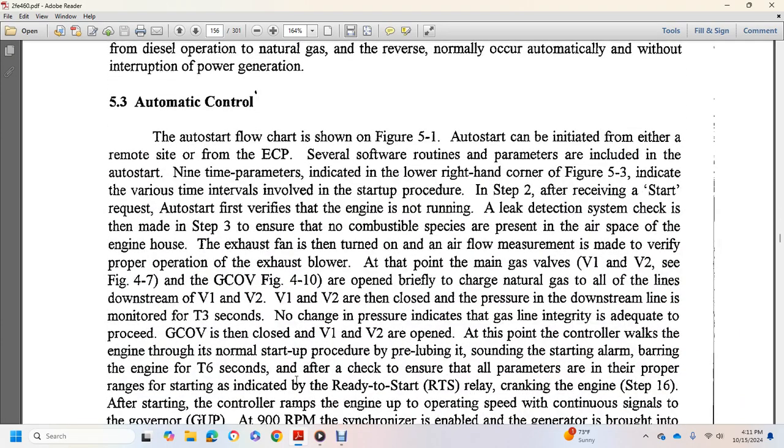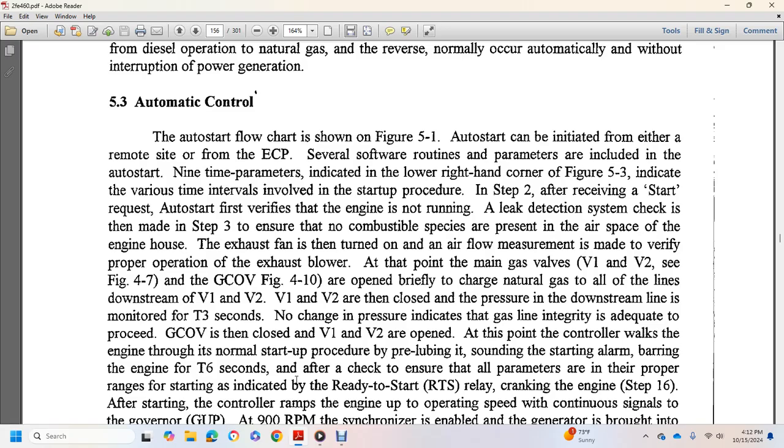5.3 Automatic control. The auto start flow chart is shown in figure 5.1. Auto start is indicated either from a remote site or with the engine control panel, with the status level and software routine parameters included with the auto start. Time parameters are indicated in the lower right hand corner. Figure 5.3 indicates the various time intervals involved with the startup procedure. In step 2, after receiving the request for the auto start, the control verifies that the engine is not running. A leak detection system check is made in step 3 to ensure that no combustible species are present within the airspace of the engine.